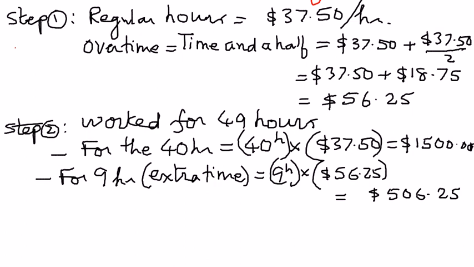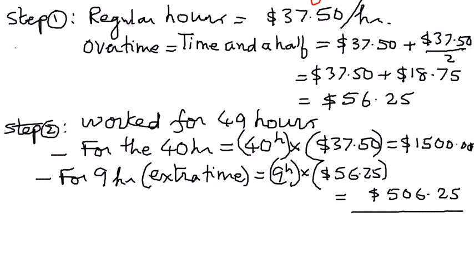So for the first 40 hours we made $1,500, and for the 9 hours overtime or extra time, we're getting paid time and a half, so that amount translates to $56.25. We take that dollar amount and multiply it by the number of hours we worked, which is 9 hours, and that value comes out as $506.25. Therefore now we are ready to add these two numbers, 1500 plus 506.25.